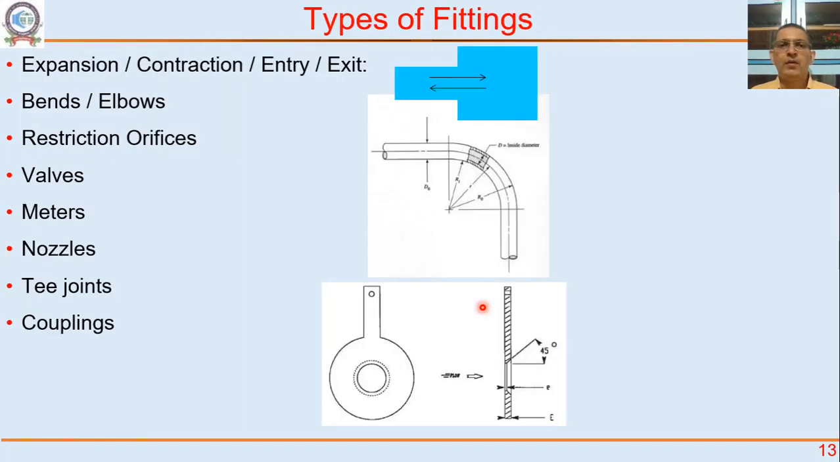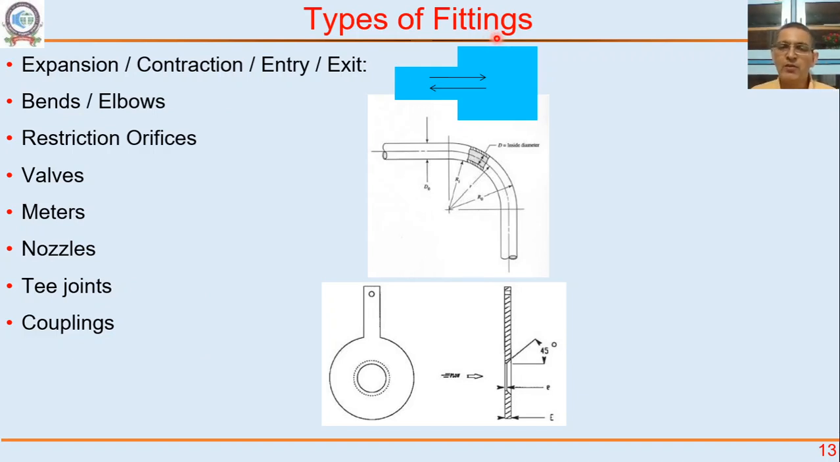Now, next thing is in pipes, it is not just a plain pipe. Sometimes you need to join two pieces of pipe together, one smaller diameter and one larger diameter. You need to go around the corner. Let's say you're going around the corner of a building, so you need a bend or an elbow. You need restriction orifices to be put inside. We'll see that as we go along. You need different types of valves, different types of flow meters, nozzles, T-joints, couplings, and so on and so forth. So these are called pipe fittings.